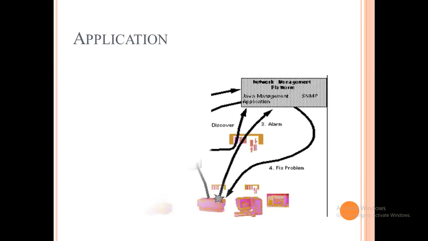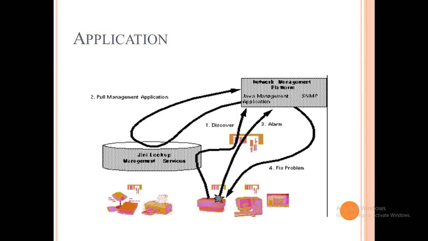Then let's discuss the application of Jini. The application you can see is managing a printer. This example shows how alarms are forwarded from the Jini technology enabled resource to the network management platform. What are the actions taken? First, the printer is connected to the network, and then the system administrator accesses the Jini technology based server directory to recover the management application from the printer.